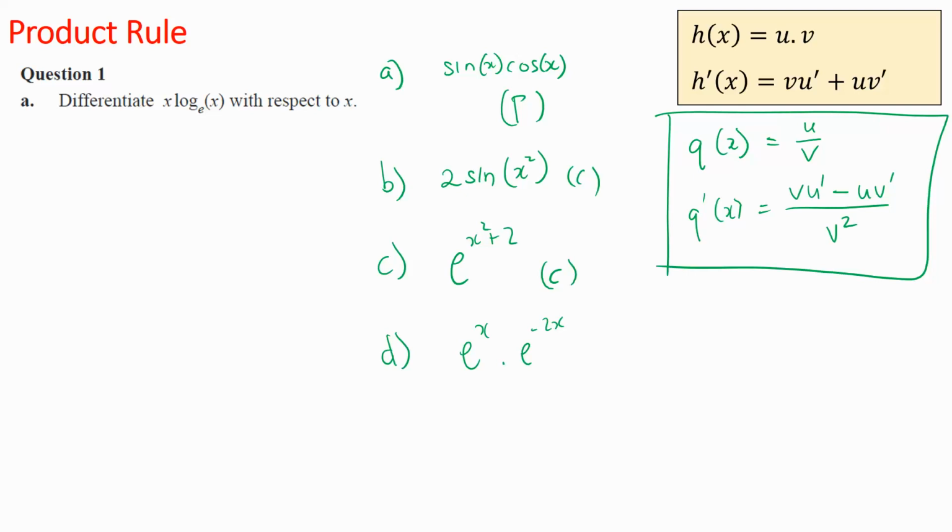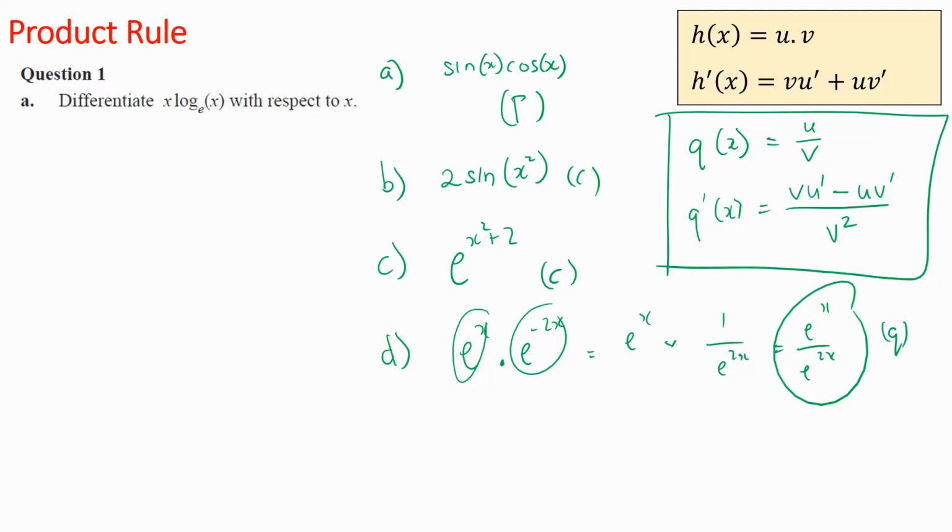Up to you. You can write this one as product rule because it's multiplication of two functions, or you can think of it as e to the x multiplied by 1 over e to the 2x. So it becomes e to the x over e to the 2x. That could be a quotient rule. So if you write it like this, quotient rule. If you write it like this, product rule. Can we see the differences now?